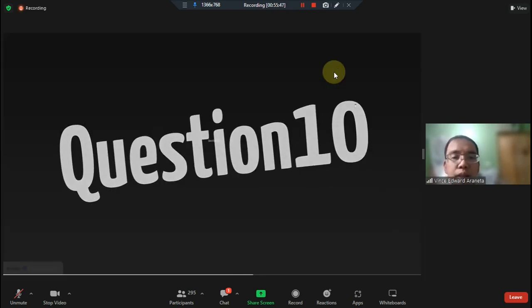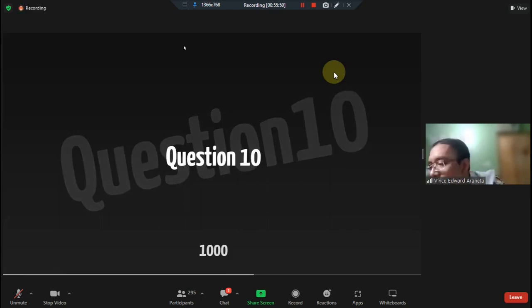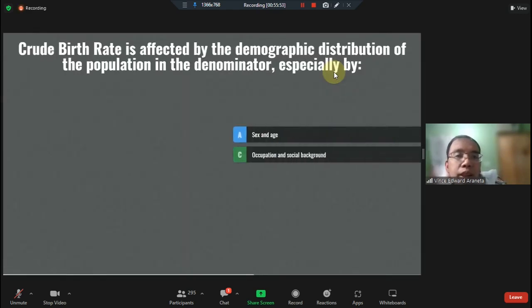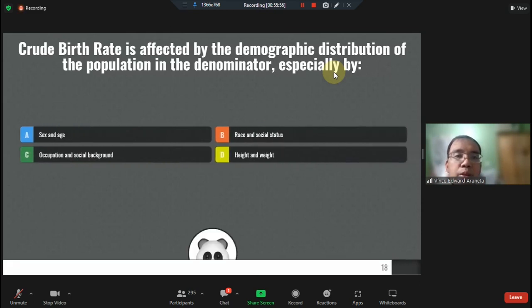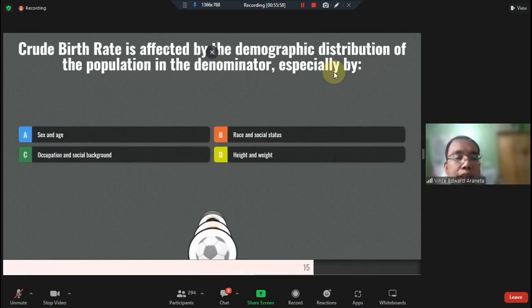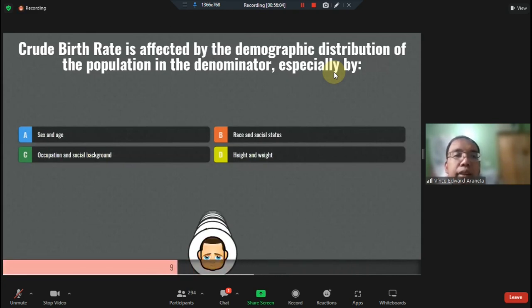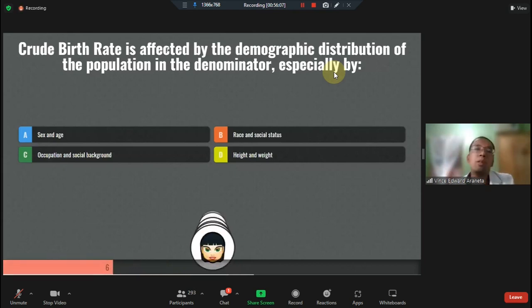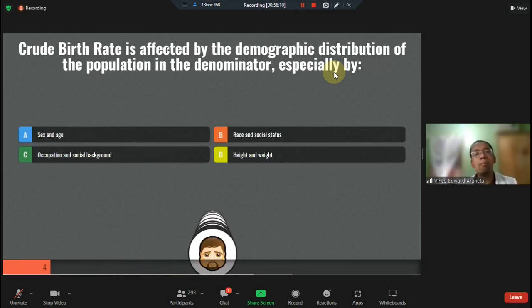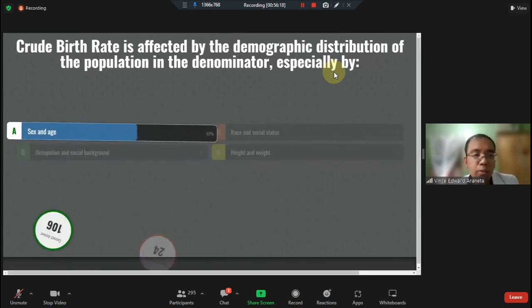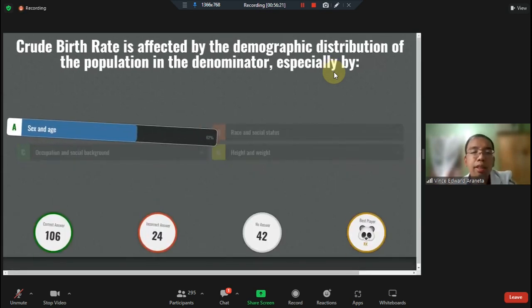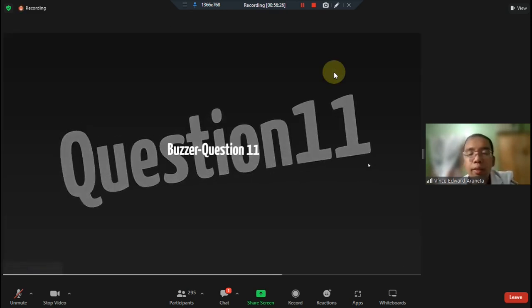Continue. Question 10. There's a lot of questions here. Crude birth rate is affected by the demographic distribution of the population in the denominator, especially by A, sex and age, B, race and social status, C, occupation and social background, D, height and weight. This question tests how you understood the concept or the formula. So it's affected by sex and age. AK, best player.